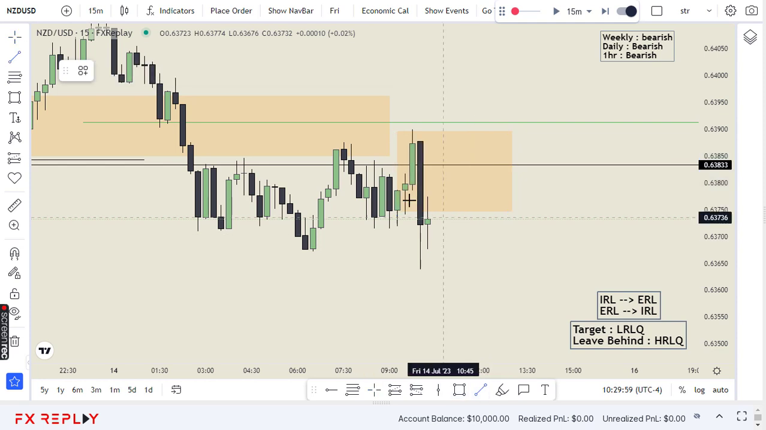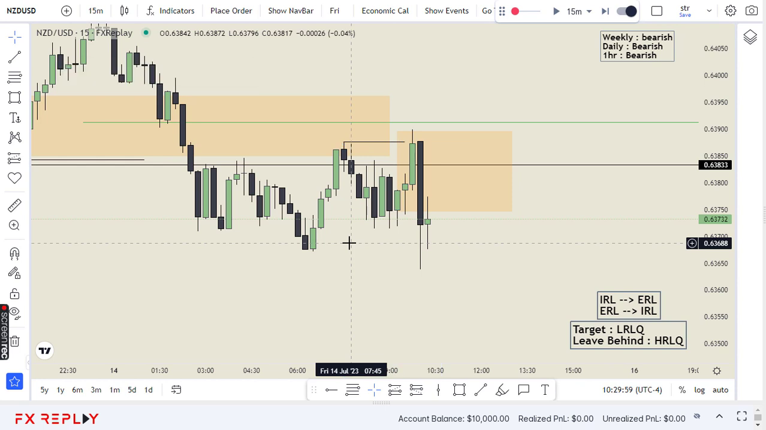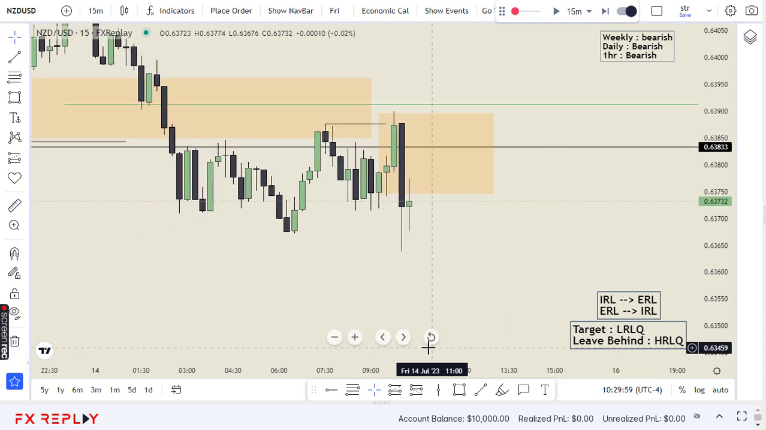And now let's talk about the second concept, which is low resistance and high resistance liquidity. We want to target what? Low resistance liquidity, which means filled swings.